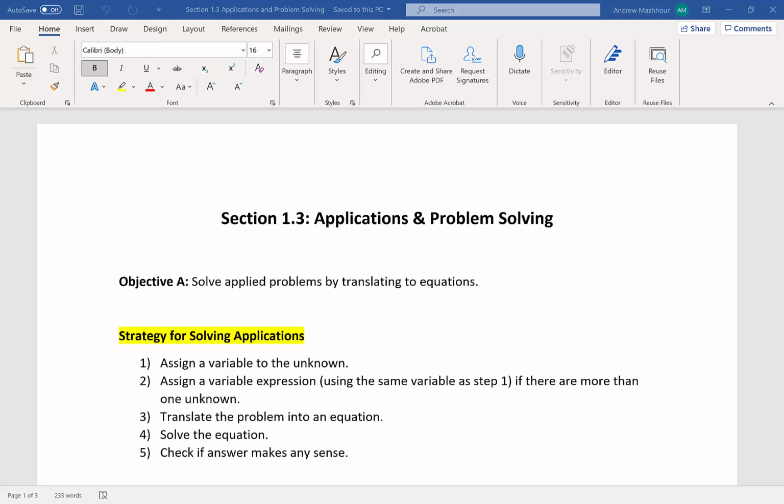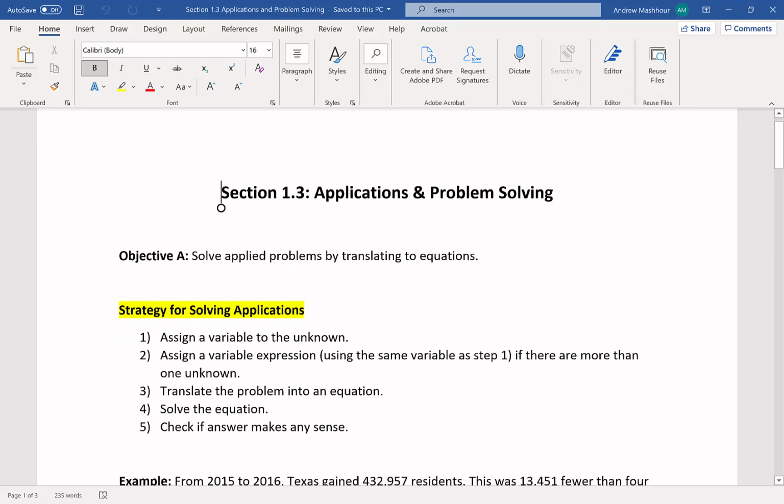In this video, we're going to take a look at section 1.3, which is on applications and problem solving. Now, our first objective is we're going to take a look at solving applied problems by translating to equations. Now, the strategy for solving applications is to first assign a variable to the unknown. And now, if you have more than one unknown in the problem, you'll assign a variable expression using that same variable as step 1.